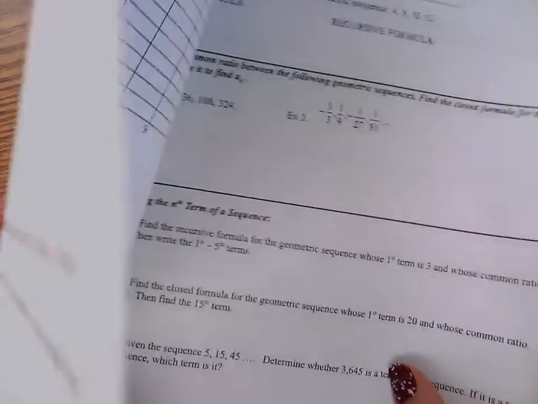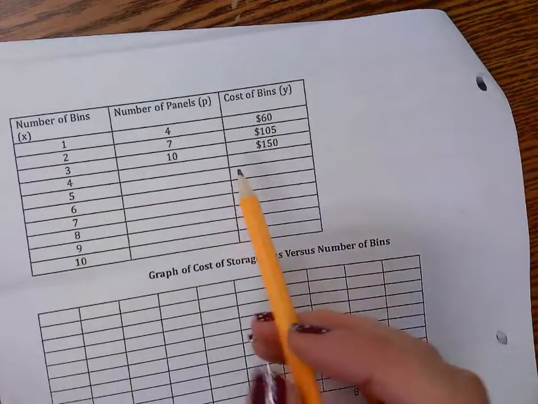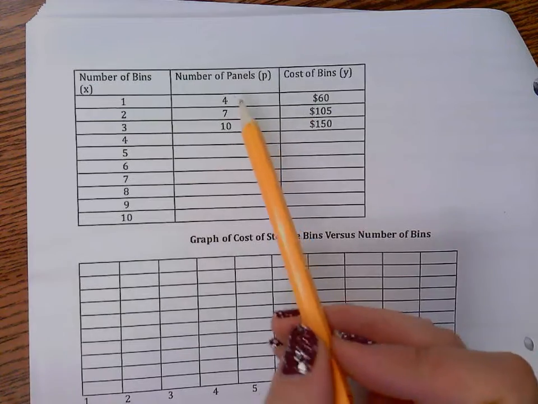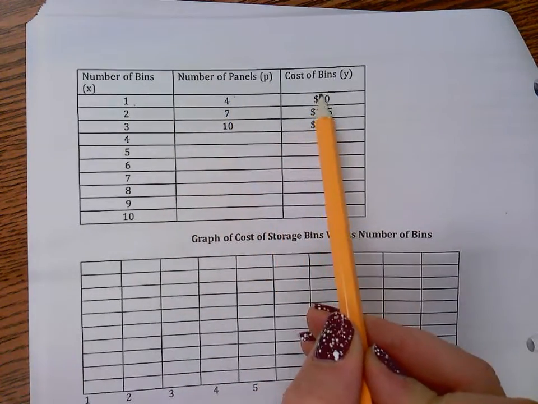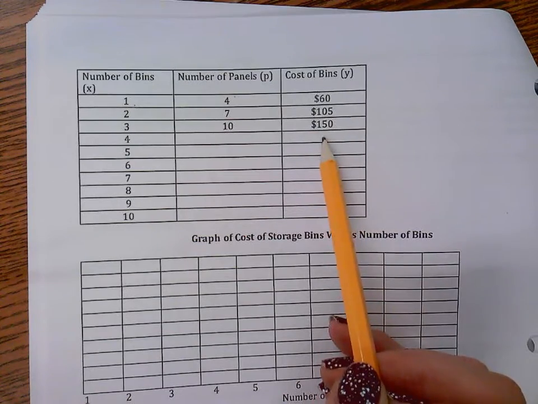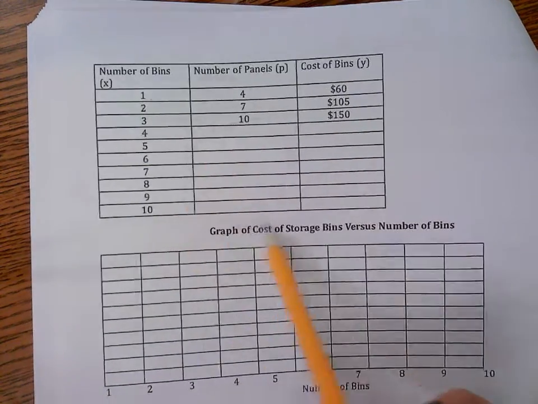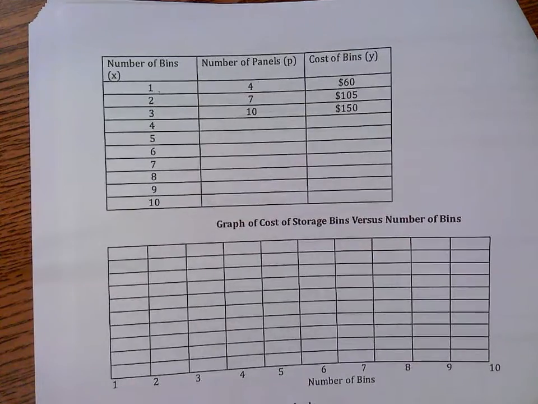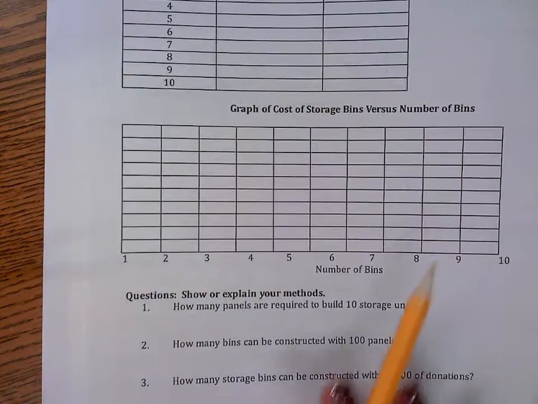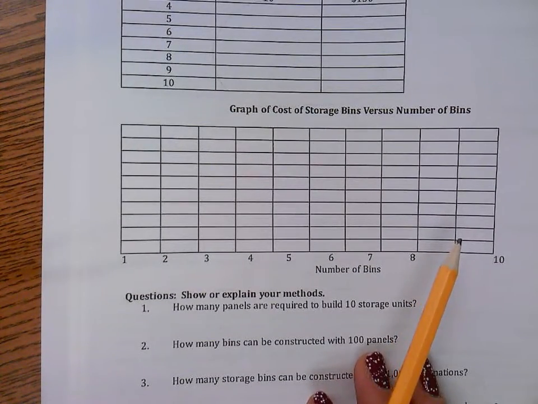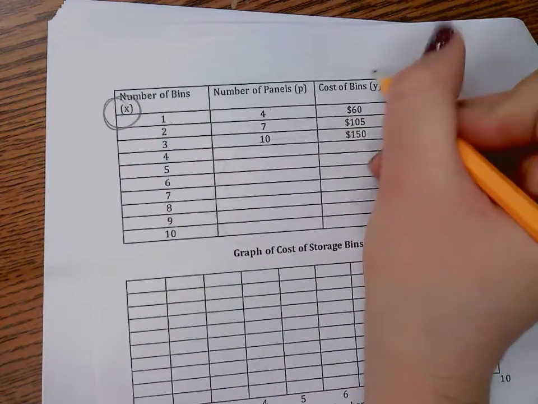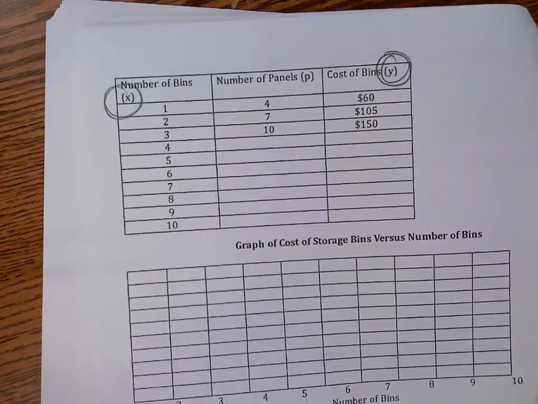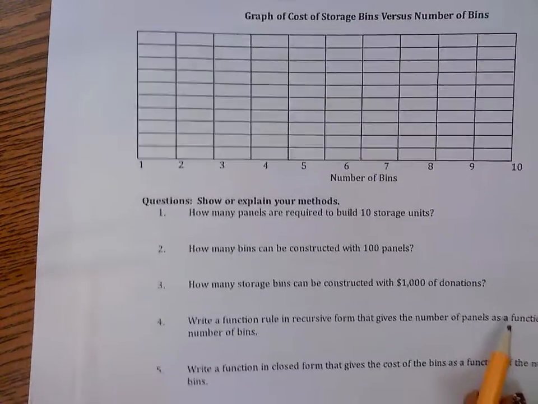So let's just fill in this top. Oh, it already is filled in for you, this top row, right? So they already filled in that 1 bin takes 4 panels, costs $60, and so on. So you're going to fill in the rest of this table, and then they wanted you to graph the storage cost versus the number of bins. There's X, there's Y for you to graph it. And then see if you could answer the questions down below.